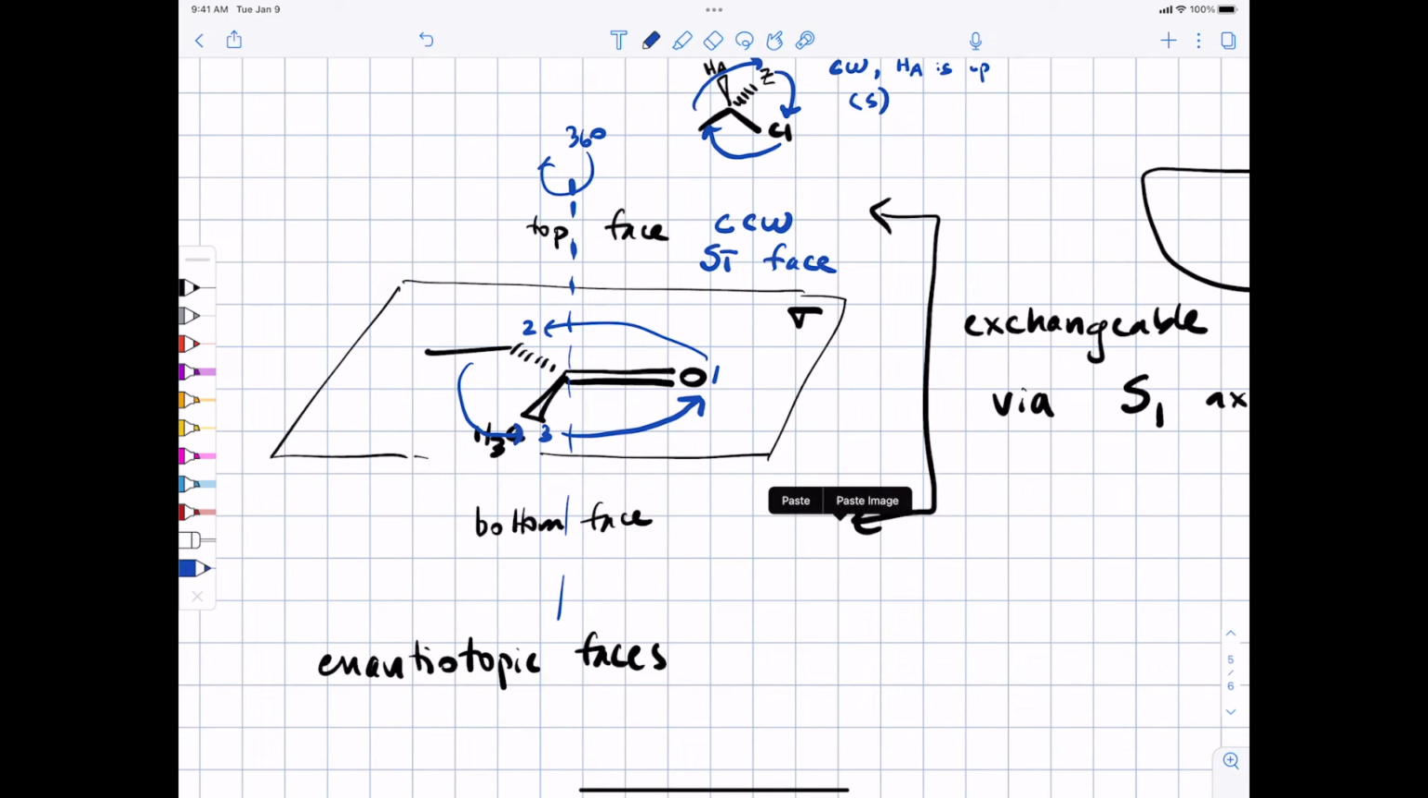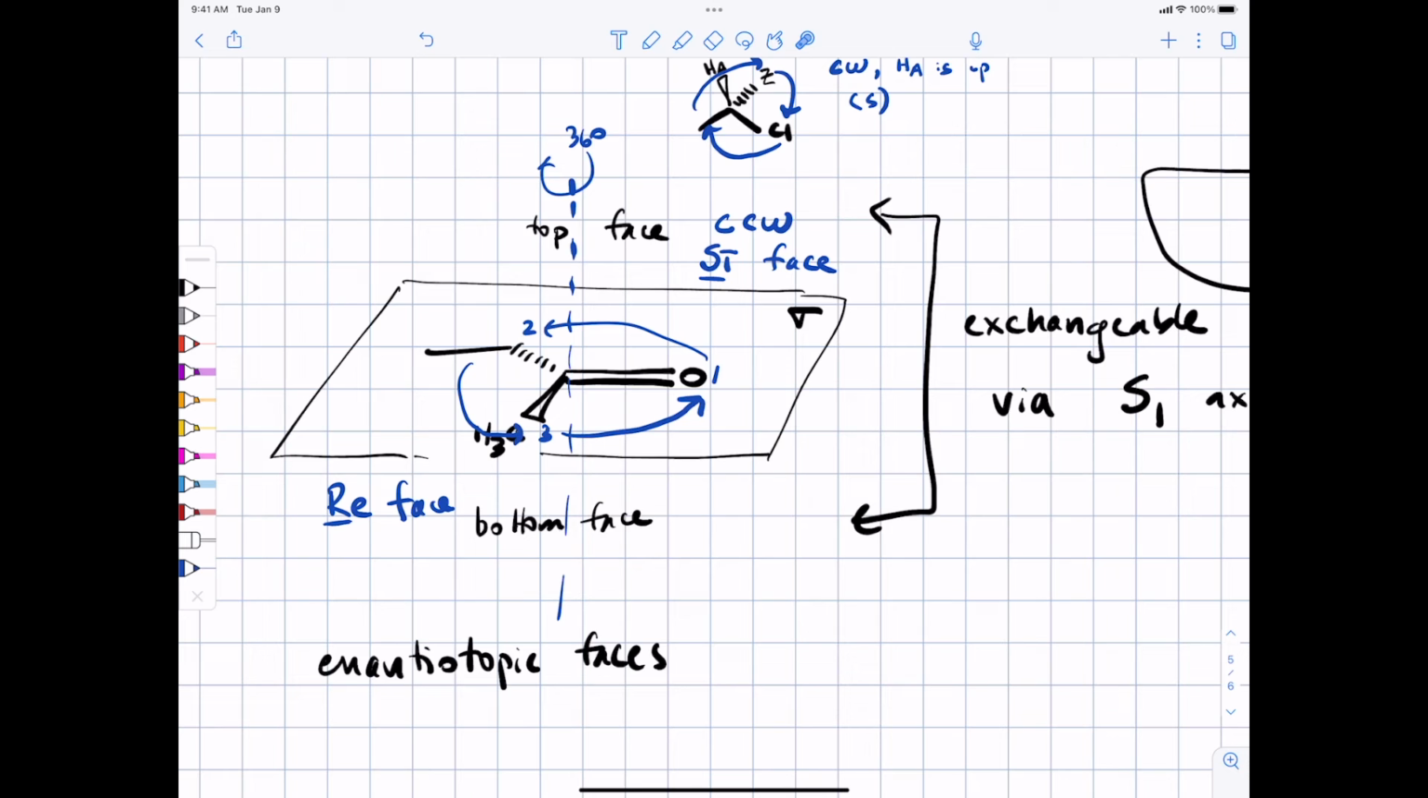The bottom, though, if you think about looking at this from underneath, it's going to be clockwise. And so we'll call this the ray face. The R and the S have the regular stereochemical meaning. And those two faces are enantiotopic, meaning a chiral reducing reagent, for example, could selectively deliver a hydride from the psi face to give you one enantiomer as a product, or from the ray face to give you the other enantiomer as a product.